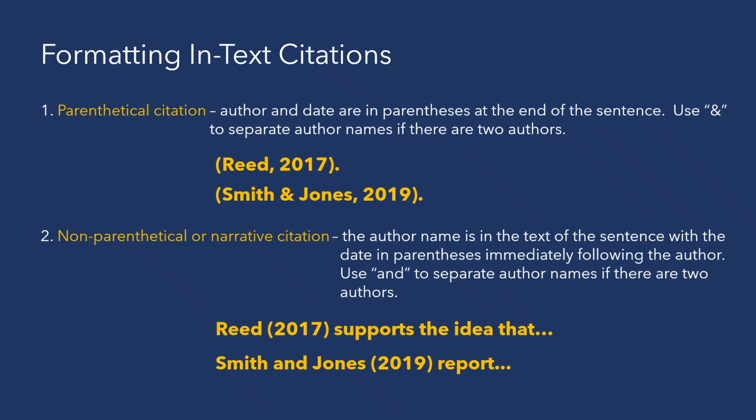There are two ways to format in-text citations. One is a parenthetical citation where the author's last name, followed by the publication date, is in parentheses at the end of a sentence. For two authors, both author names are listed, separated by the ampersand for and. The other way to cite in the text of a paper is a non-parenthetical citation, where the author's last name is included as part of the text of a sentence and the publication date is in parentheses after the author's last name. For two authors, use the word and to separate the last two names.